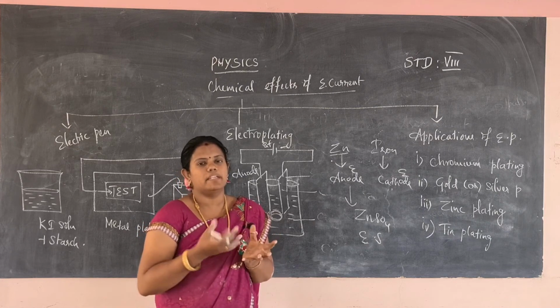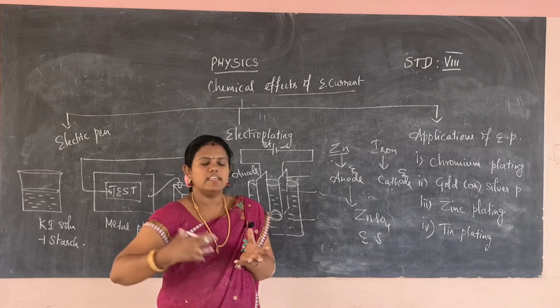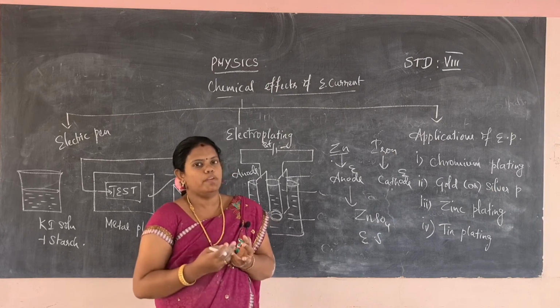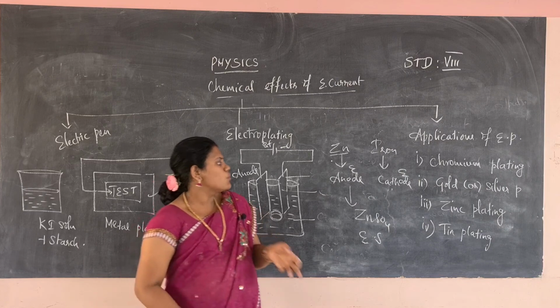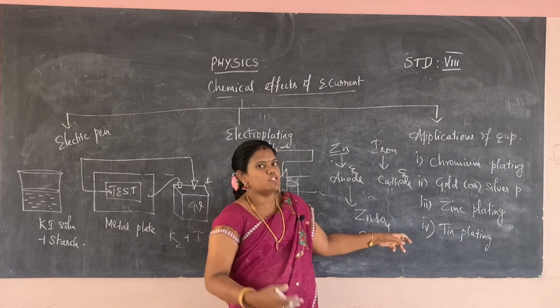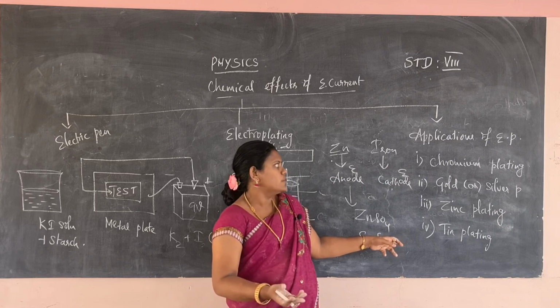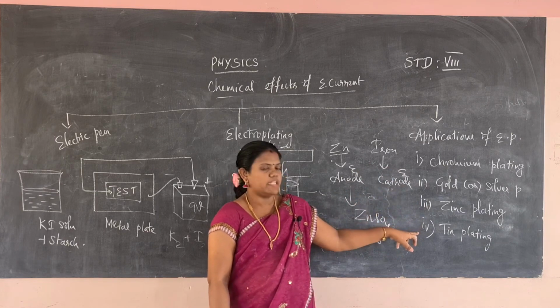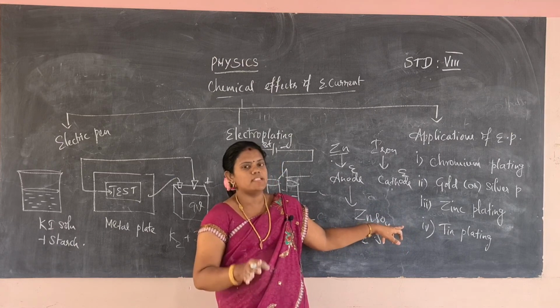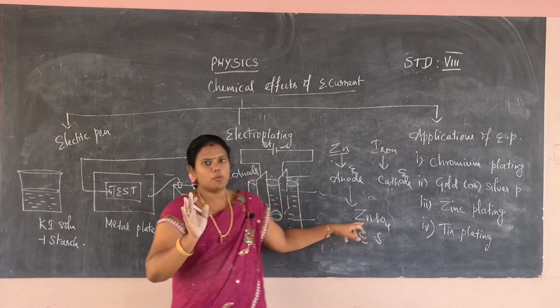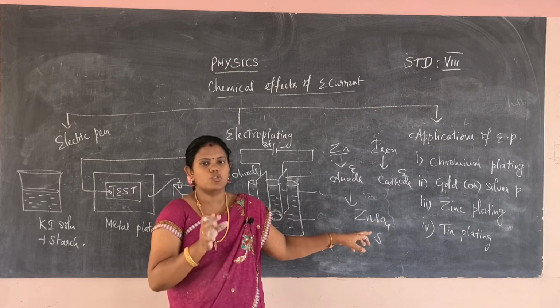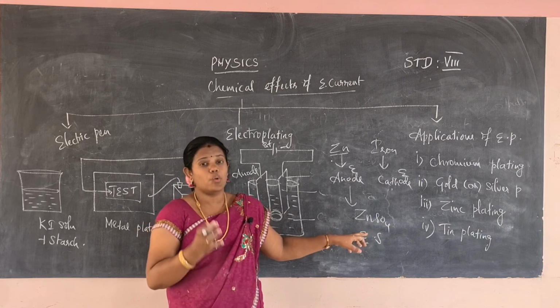Tin is coated on top, and the tin container, an airtight container, is mostly what we use to store foods and pickles. So more and more, plating will be very much useful in our daily life. Chromium plating, gold and silver plating, zinc plating and tin plating. On the whole, plating improves the properties of the metals, gives a better appearance to the metal, and it does not corrode easily.